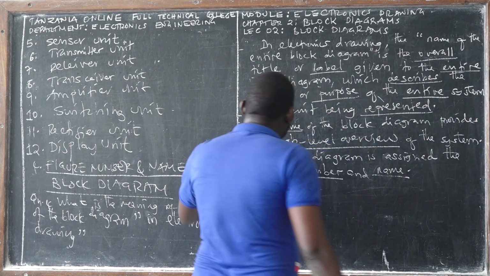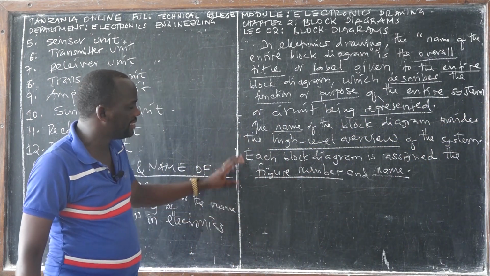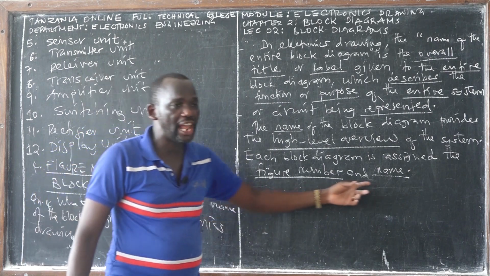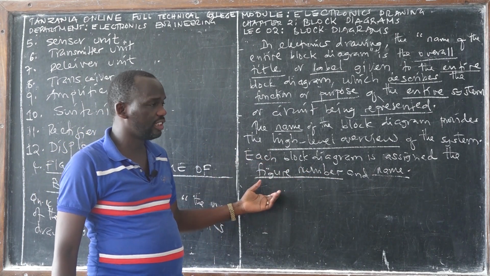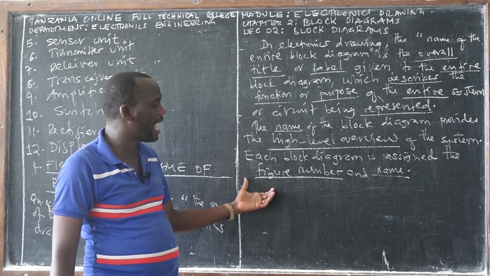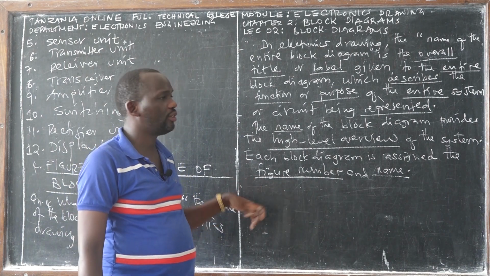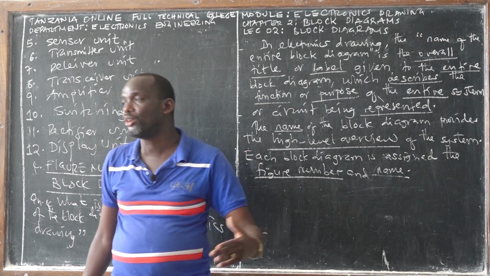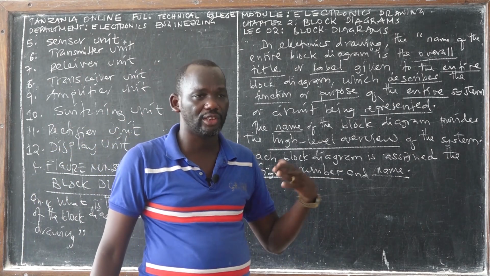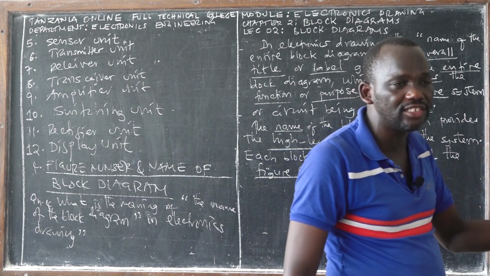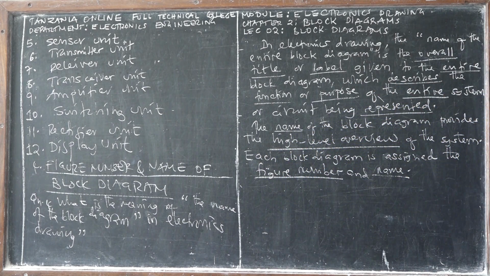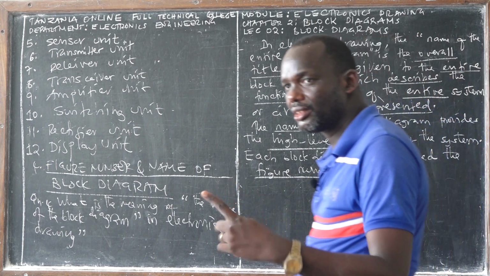Then, this is another important sentence. Each block diagram is assigned a figure number and a name. And this figure number depends. Even if it's one block diagram, you call it figure 1. If you have several block diagrams, you can call them figure 1, figure 2, figure 3, figure 4. Sometimes you can call them figure 1.1, figure 1.2, figure 1.3. It depends on the context. But the block diagram must be assigned a figure number and its name. If you are drawing a block diagram without the figure number and without the name, that's meaningless.